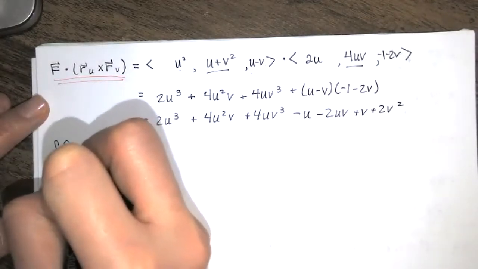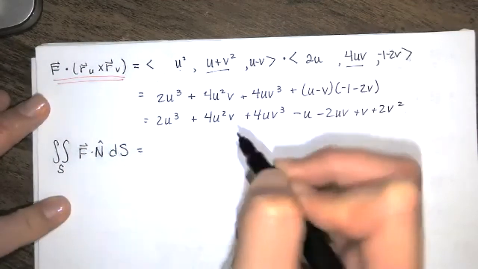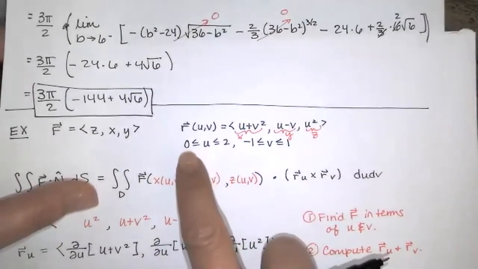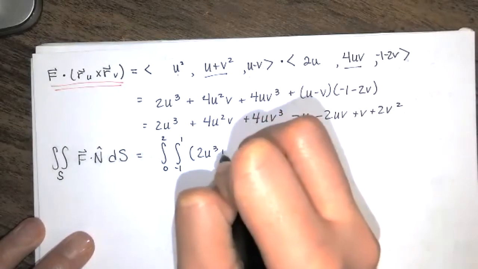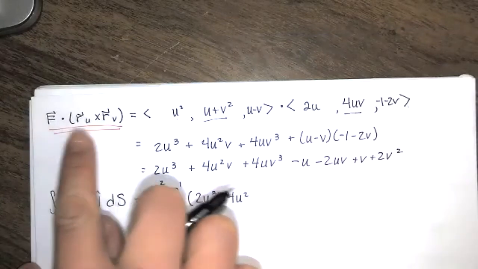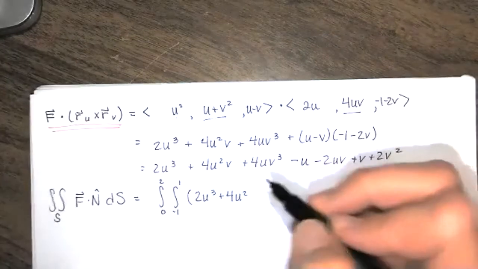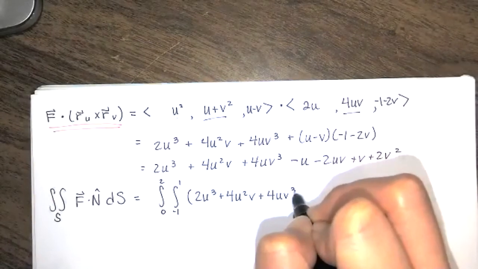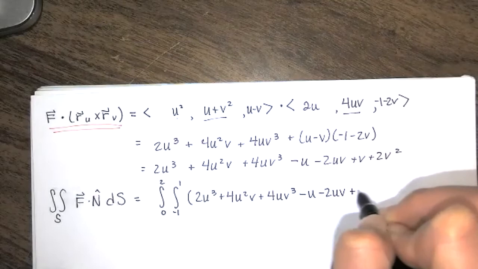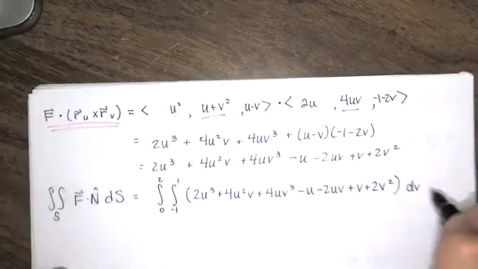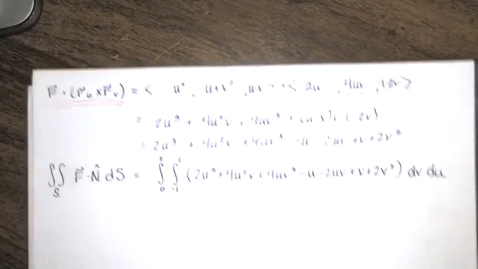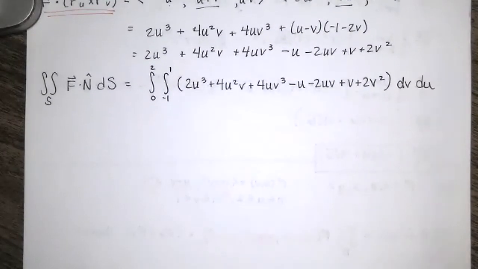So the double integral over S of this, which represents flux, is the double integral over this region. U goes from 0 to 2, V goes from -1 to 1, and this is our integrand. It's that field in terms of U and V dotted with the normal vector. And we integrate with respect to V first, because those are my bounds for V, and then we've got our bounds for U. Just a bunch of power rules. I'm not going to do it, but I hope you get the idea.